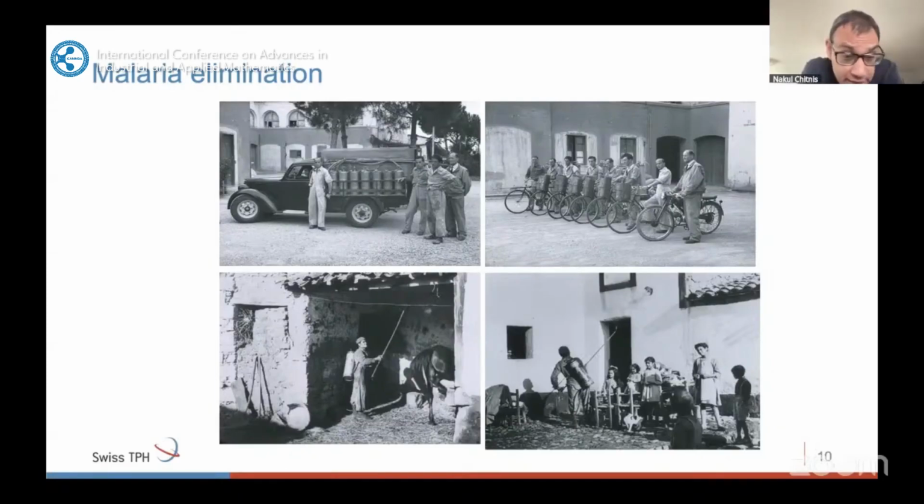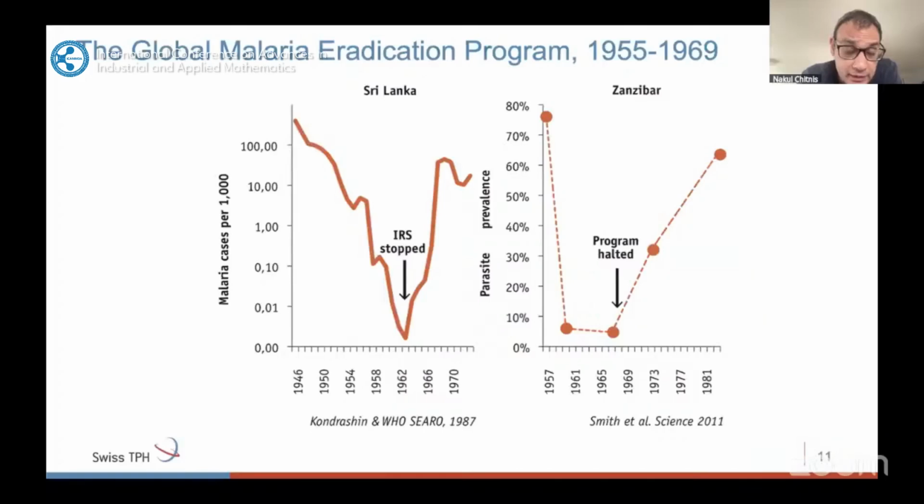And some of the thinking here was very smart, because they realized that over time, the mosquitoes would become resistant to DDT, so continuing to spray would not work. So the idea was to really overwhelm the mosquitoes, eliminate malaria, and then stop the interventions. This worked very well in many places, but it also didn't completely eliminate malaria in many places.